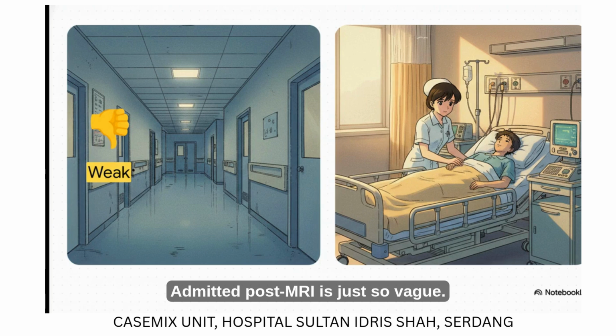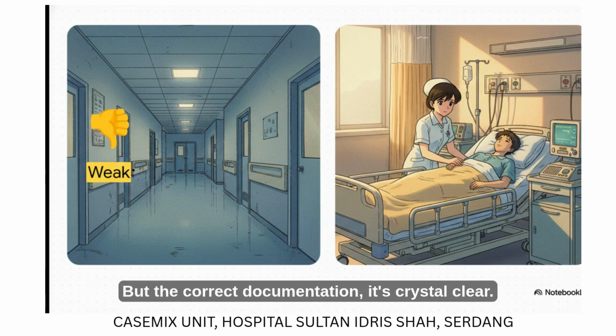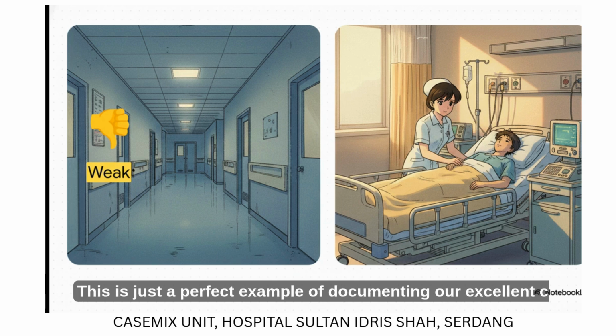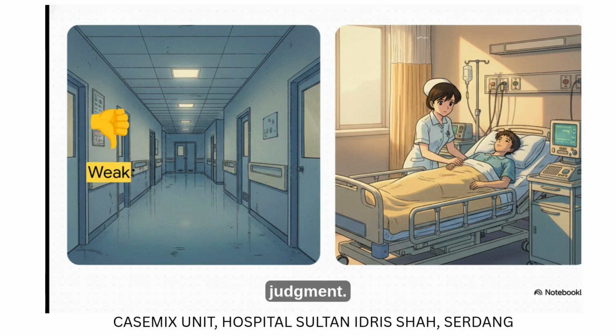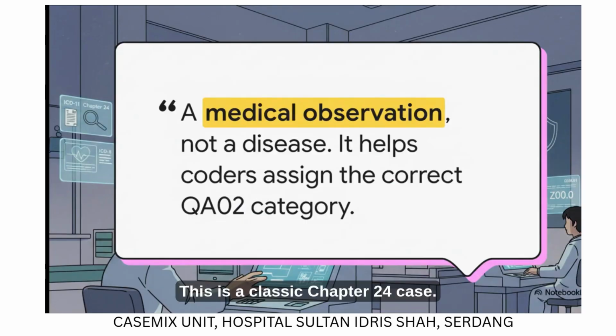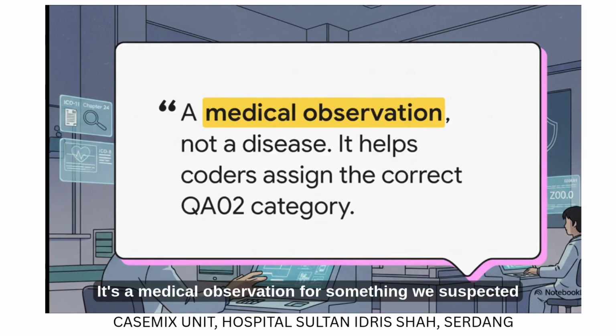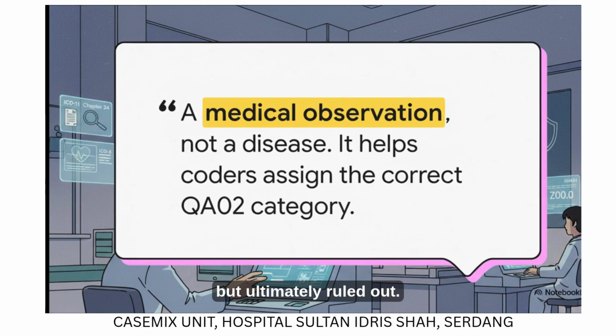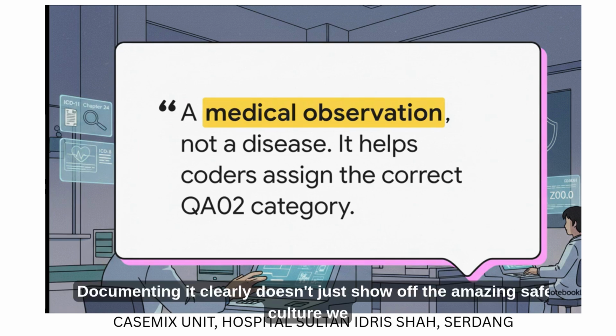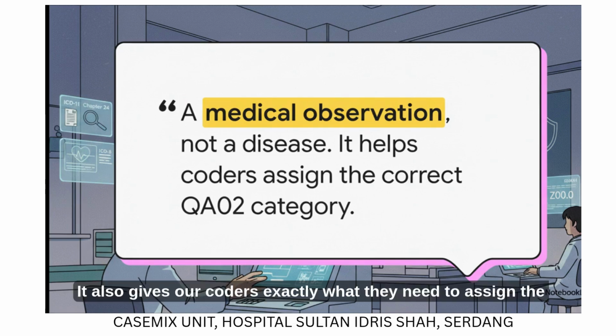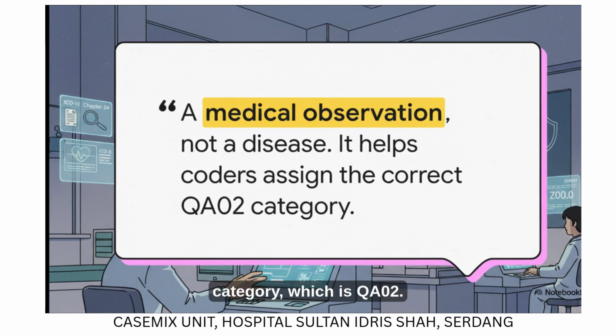And again, look at the night and day difference. Admitted post-MRI is just so vague, but the correct documentation, it's crystal clear. It tells us why they were admitted, for observation of renal function. It tells us what prompted it, the MRI with contrast, and it gives us the outcome. This is just a perfect example of documenting our excellent clinical judgment. This is a classic Chapter 24 case. It's a medical observation for something we suspected but ultimately ruled out. Documenting it clearly doesn't just show off the amazing safety culture we have here at HSIS. It also gives our coders exactly what they need to assign the right category, which is QA02.